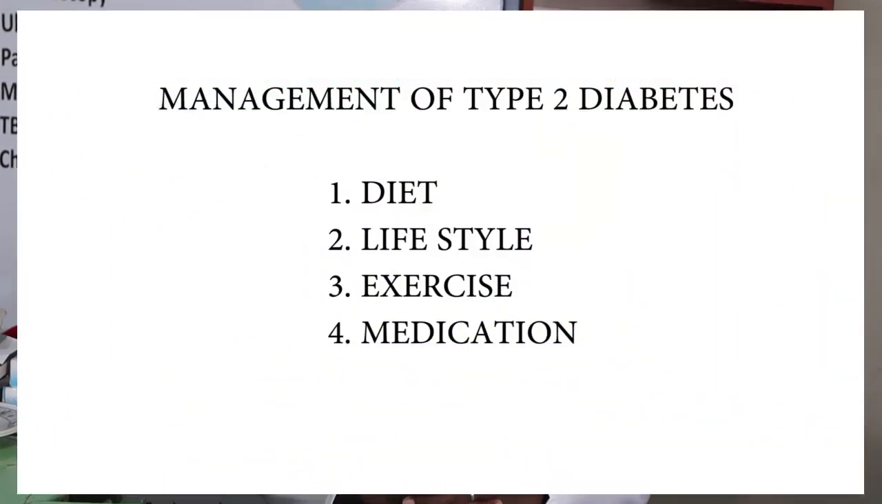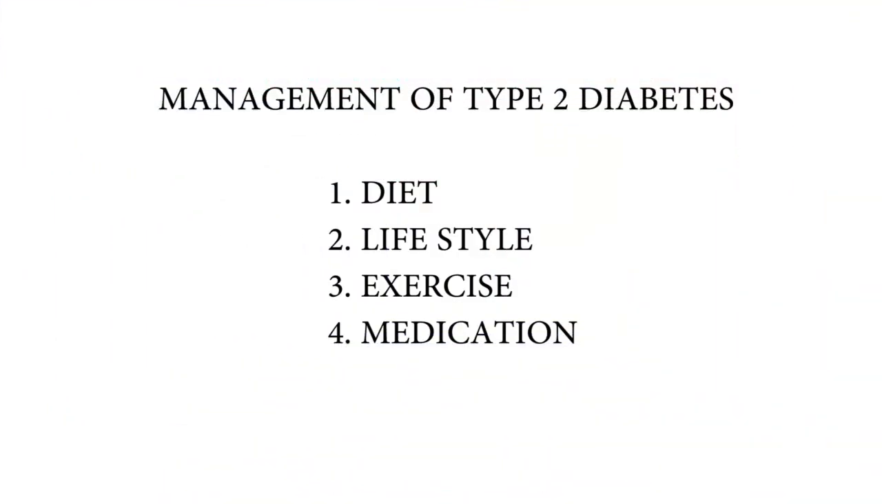In the management of type 2 diabetes, the first thing that is very important is the diet and also lifestyle modification. That is the first level, because you realize in patients with type 2 diabetes, most of them are overweight or obese. So you need really to take into consideration the issues of weight. Then exercise, and then at the third level is medication.